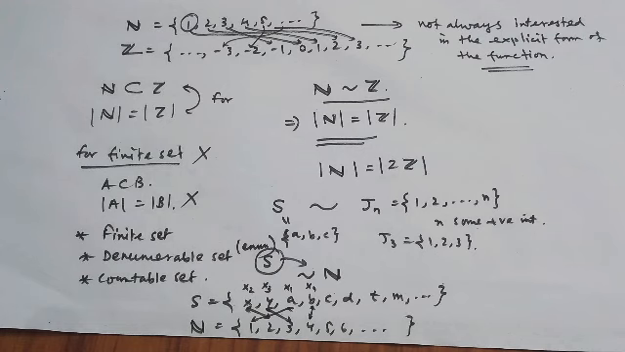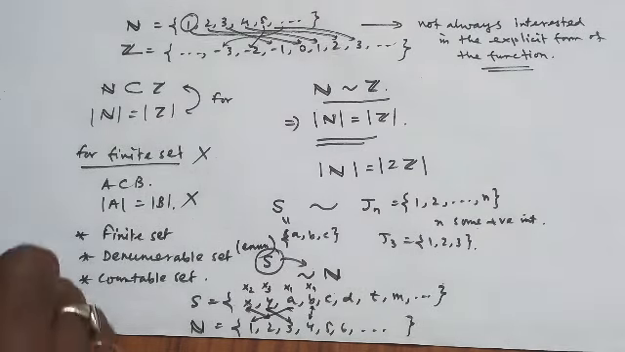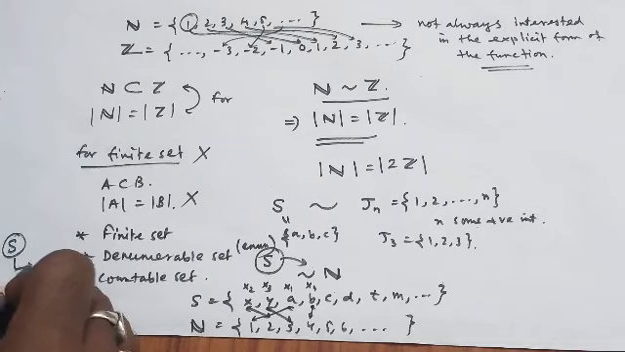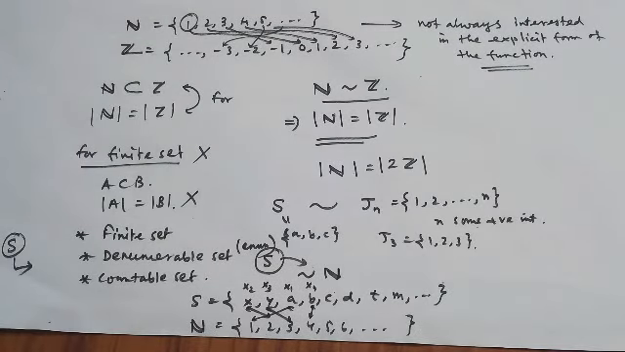Suppose we are considering a non-empty set S. If S is either finite or denumerable, then S turns out to be a countable set. That is the basic idea for a countable set.